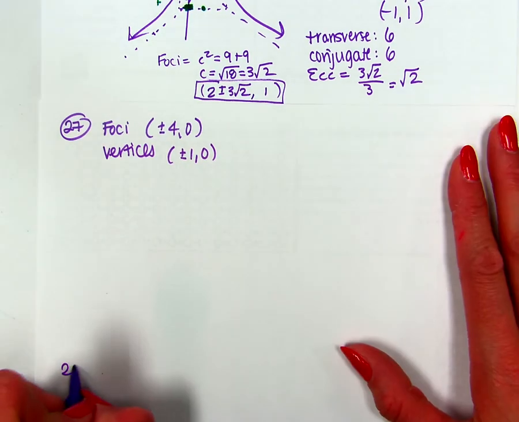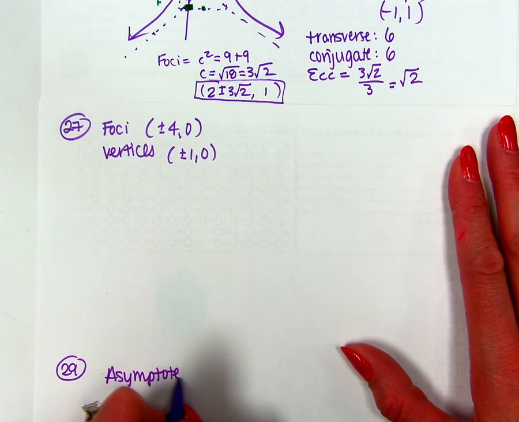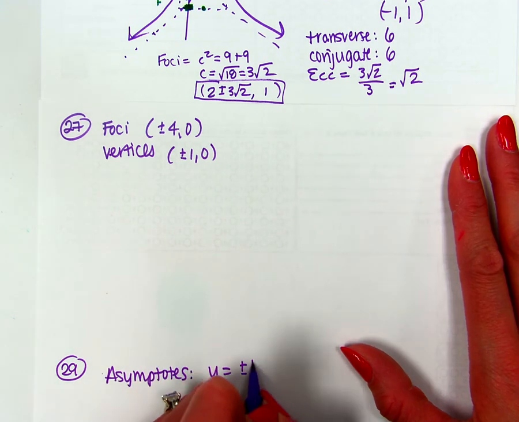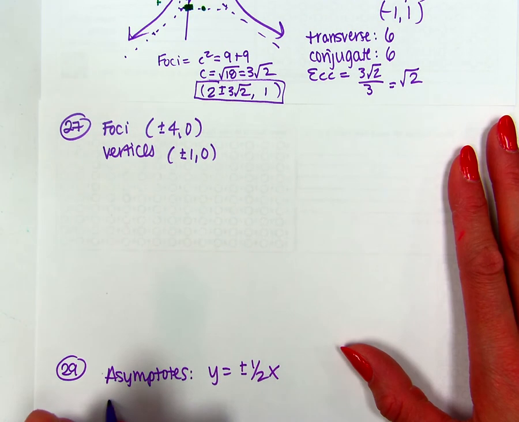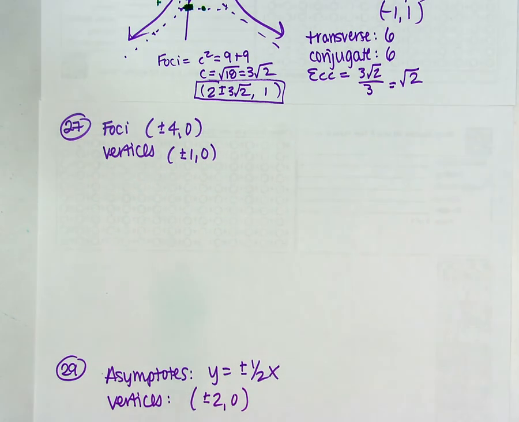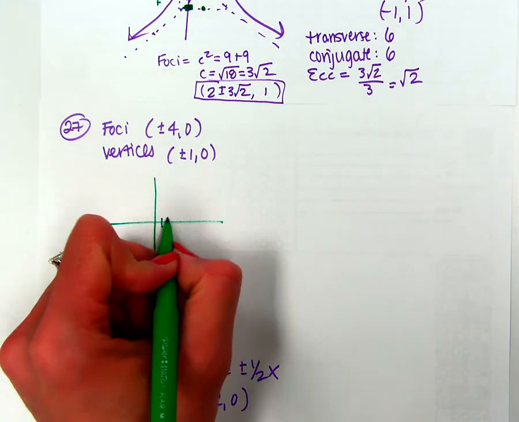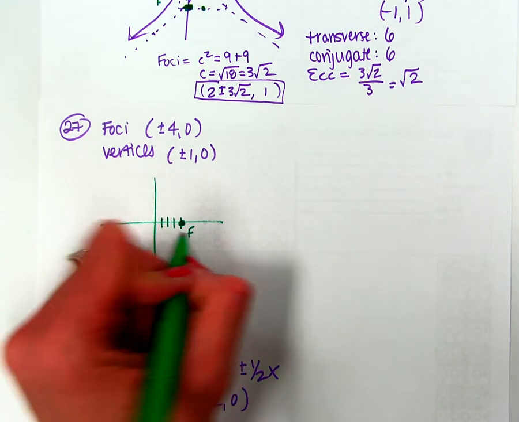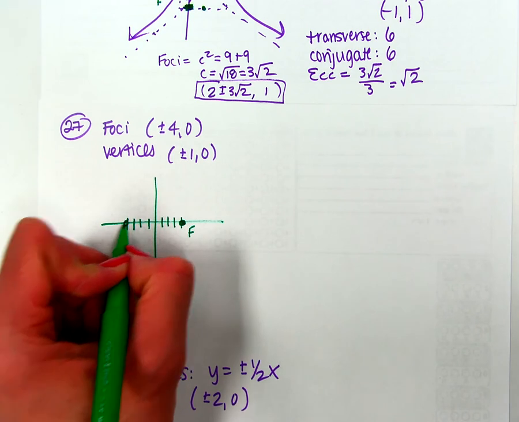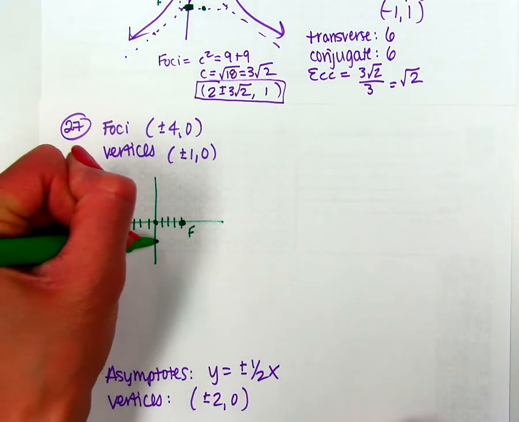For number 29, you're given the asymptote equations. They are at y equals plus or minus 1/2 x, and the vertices are at plus or minus 2, 0. All right, so just like before, it might be helpful to draw it out. If my focal points are at 4, 0 and -4, 0, my center should be right in the middle of those 2. Well, where's my center? At 0, 0.